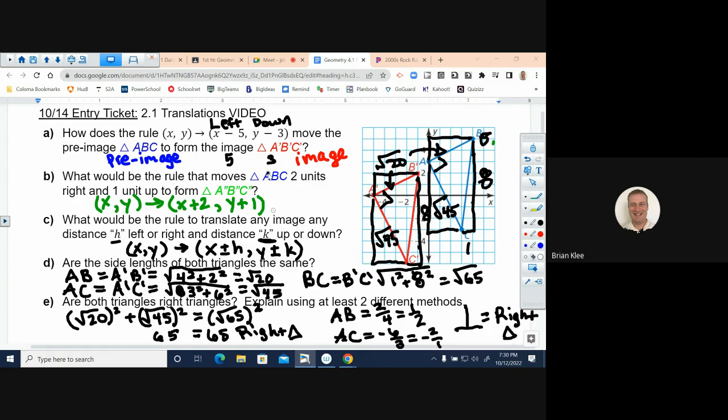Please take this and do your best to get started with translations. Again, the new learning target, the focus on A, B, and C is that you will add or subtract some number to the x. Positive is movement to the right, negative is movement to the left. And you'll add or subtract something to the y.